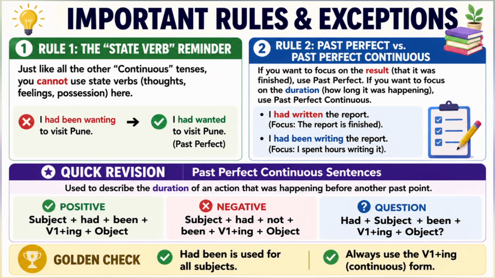Finally, remember the golden check. Had been is used for all subjects. Always use verb 1 plus ing, which is the continuous form of the verb.